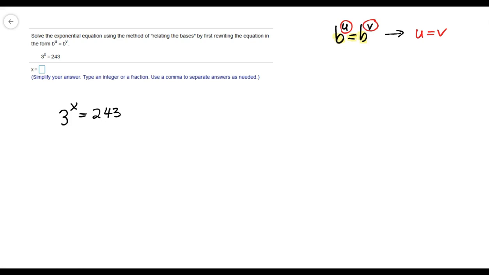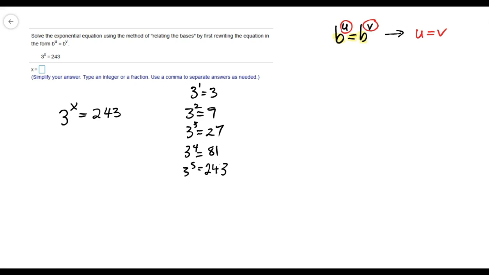Okay, so I'm going to start to think of powers of 3. 3 to the first power is 3, 3 to the second power is 9, 3 to the third power is 27, 3 to the fourth power is 81, 3 to the fifth power. Now you guys don't have to have these in your head. You're going to be able to use your calculator to work it out, and it works out that 3 to the fifth is 243.